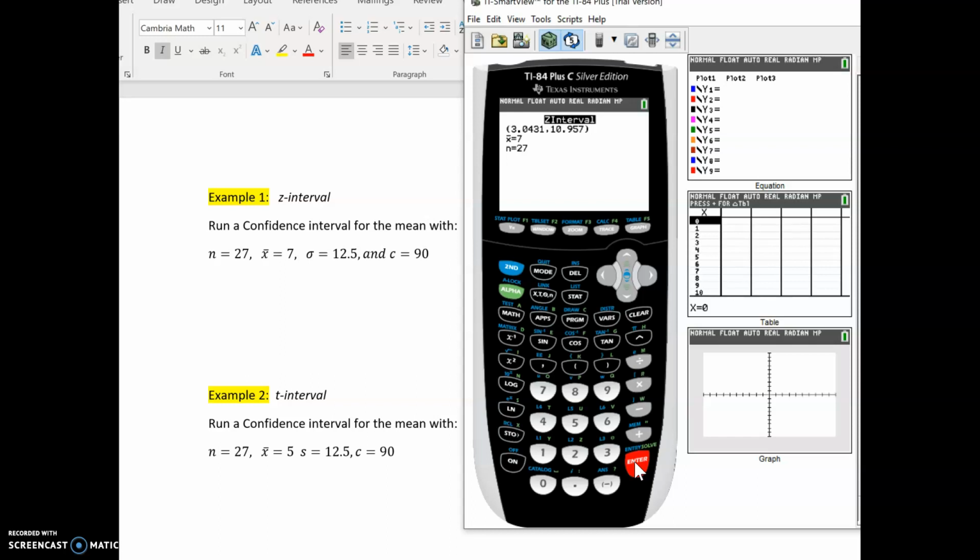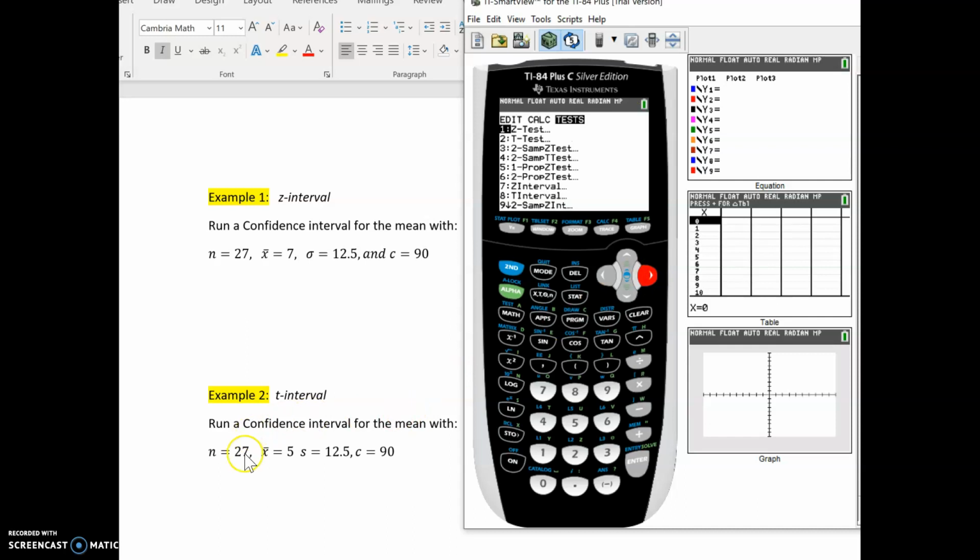Let me show you the second problem. In the second problem, we're going to be running a confidence interval for the mean, but in this scenario, we do not have the standard deviation of the population. So these are the commands. You're going to go to stats, then you're going to go to test.